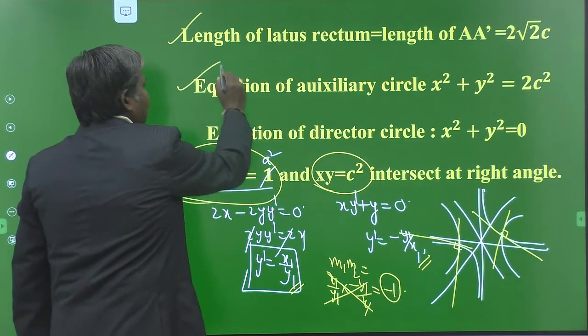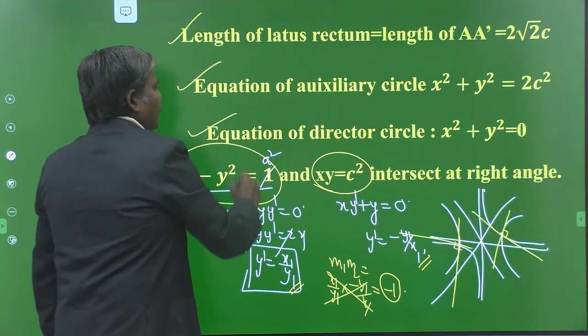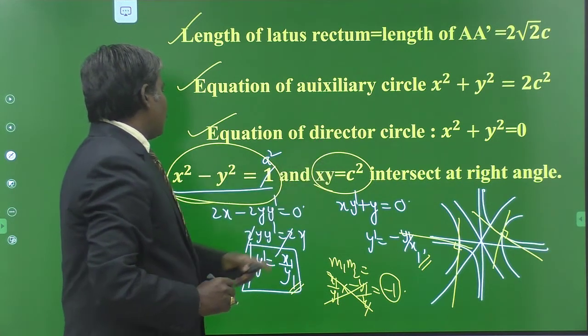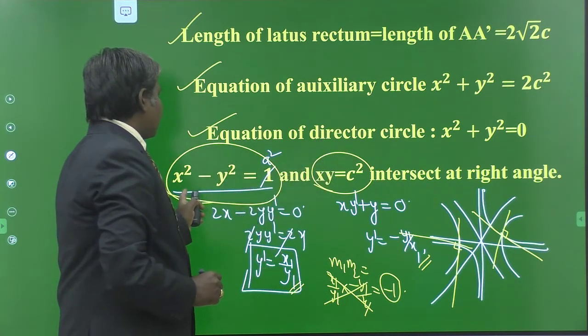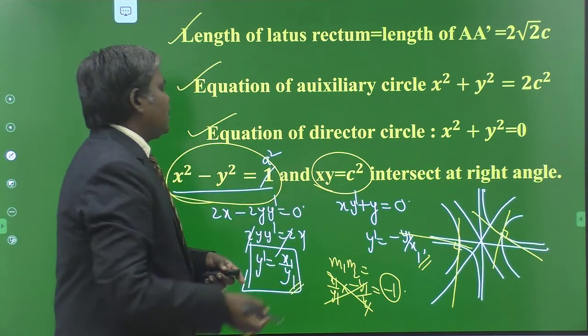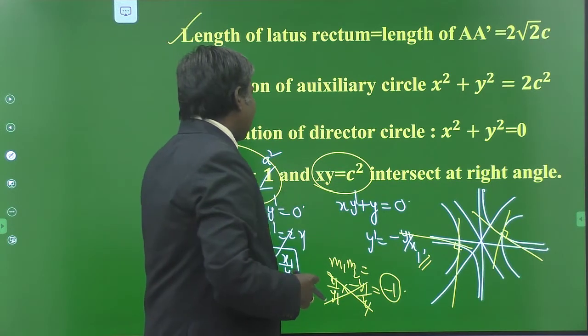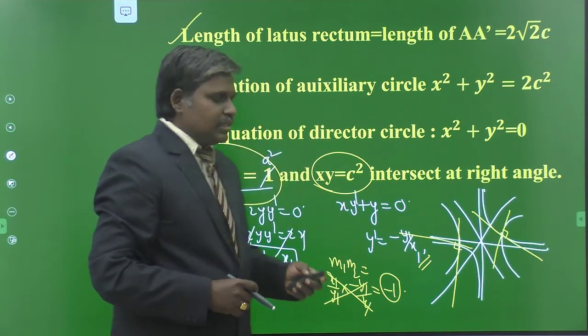and the equation of the auxiliary circle is x square plus y square equal to 2c square. The equation of the director circle is x square plus y square equal to 0, and the angle between x square minus y square equal to a square and xy equal to c square is 90 degrees. That means the two curves intersect orthogonally. We mean the angle between the two curves is 90 degrees. Okay.